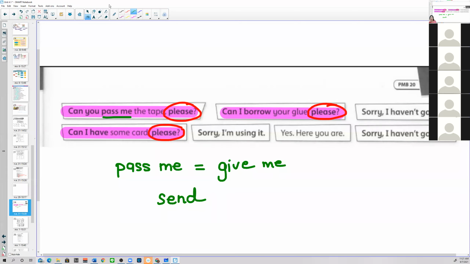Okay, and look at this blue highlighter. There you go. Sorry, I haven't got one. This is how you respond to your friends when you don't have one, but you have to say sorry anyways, just to be polite. Or this one, sorry, I haven't got any. This one is singular, right? And this one could be plural or uncountable nouns. So you just say, sorry, I haven't got one, or sorry, I haven't got any.